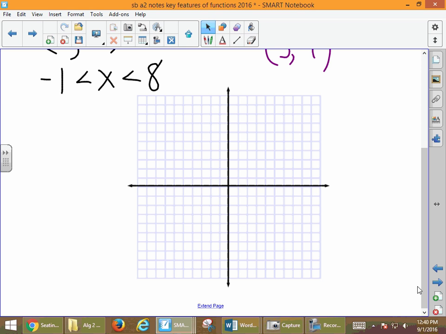So if we look at these points on here, -6, 5. Here's a point. And -1, 0. 0, -2. 3, -4. 5, -1. 1, 2, 3, 4, 5, -1. 8, 0. 9, 3. And then 13, 1 is roughly here.